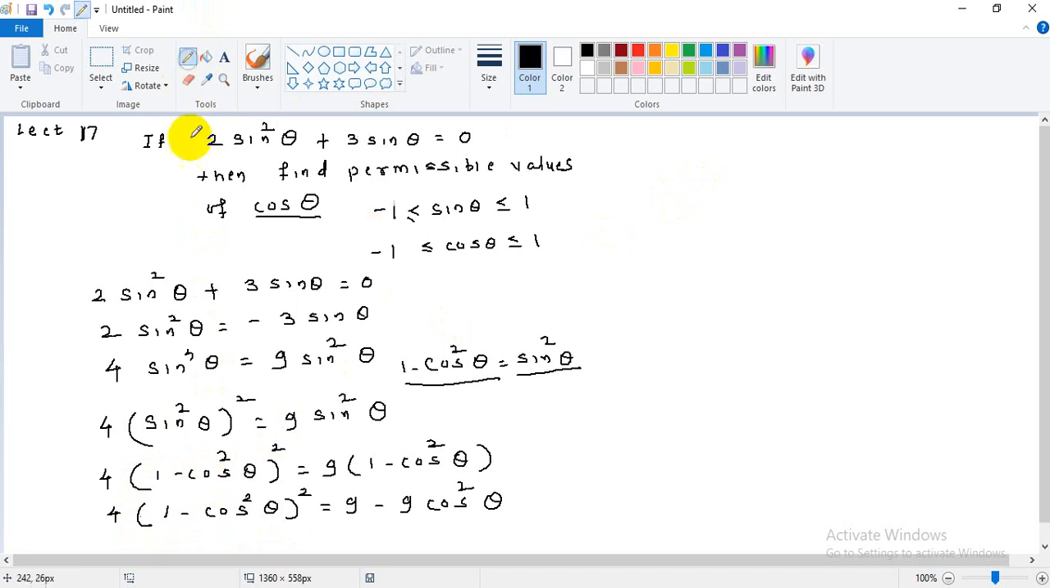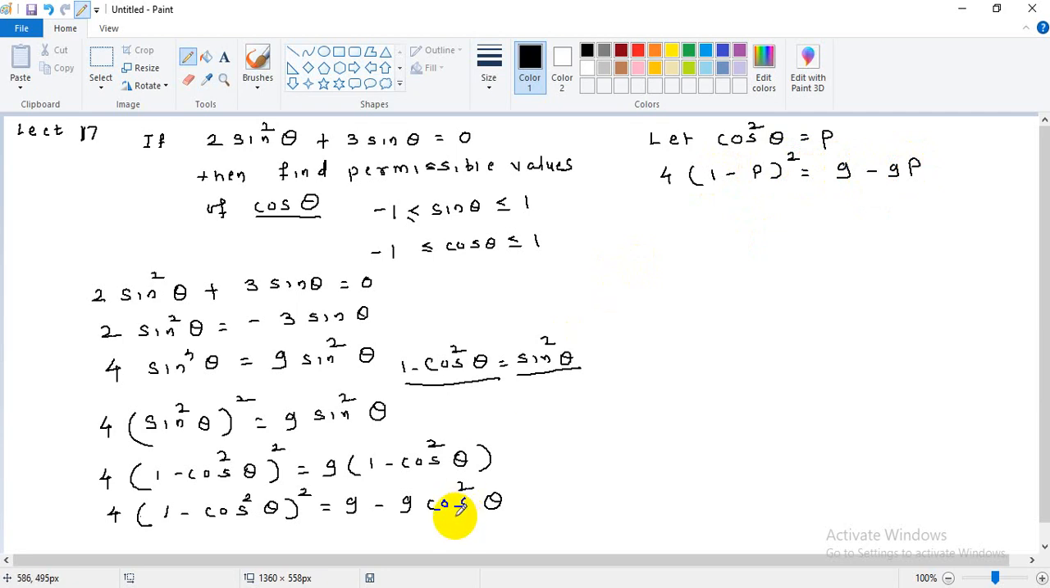Okay, so now what happens? 4 into 1 minus cos squared theta, bracket squared. What we can do in short is let cos squared theta be p. Once you put this as p, this is 4 into 1 minus p, bracket squared, is equal to 9 minus 9 into p.